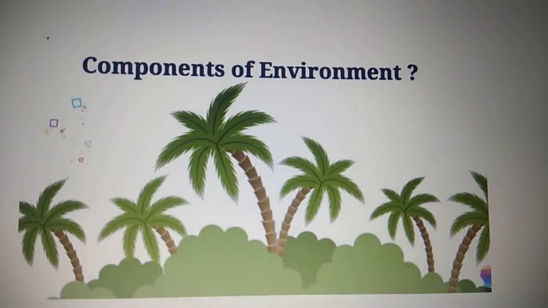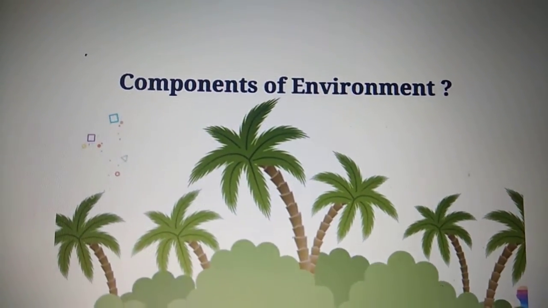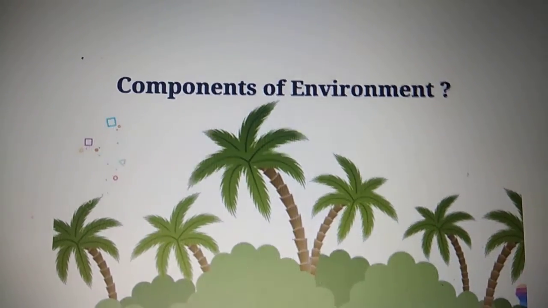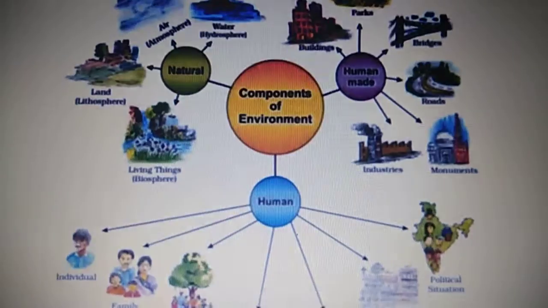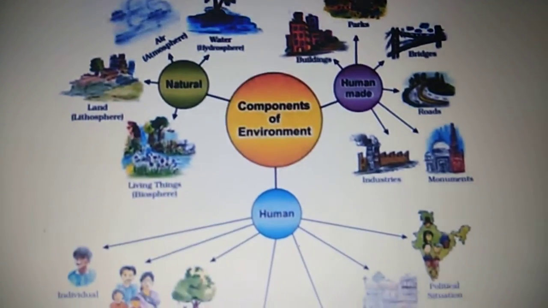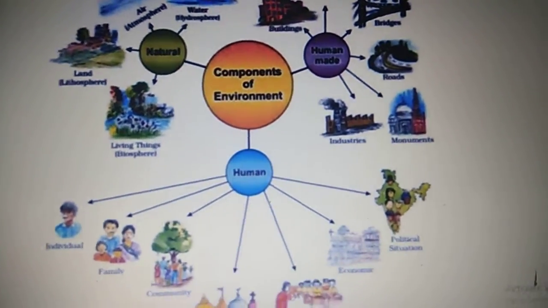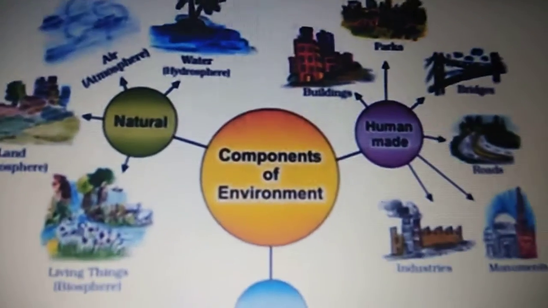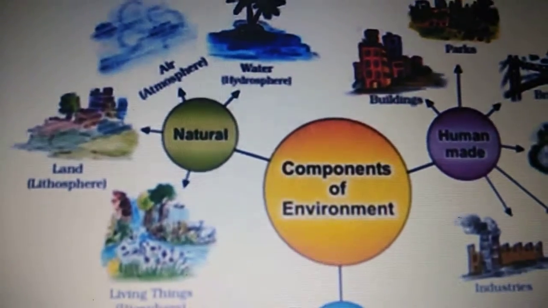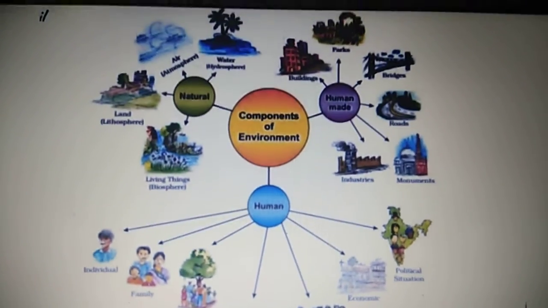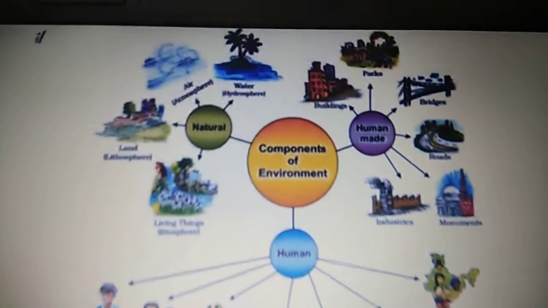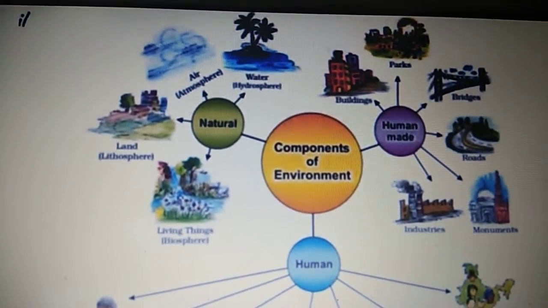Children, moving ahead to the next topic of your chapter, that is components of environment. What does the environment consist of? So we'll see, this diagram is given in your books. Now what are the components? You can see how clearly and nicely this diagram is given. It consists of the natural environment, human-made environment, and human environment. Okay, so we'll first look into the natural environment.